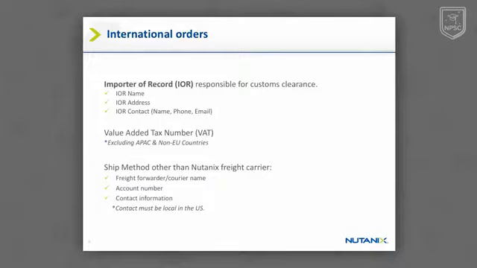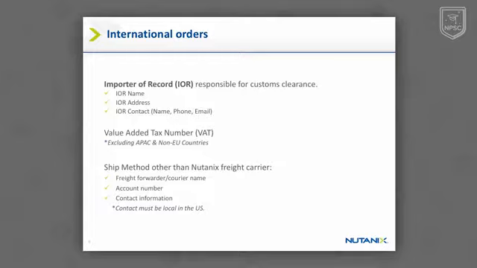For international orders, it's important that the importer of record that is responsible for custom clearance is listed. We need the importer of record's name, address, and a contact. That includes name, phone number, and email address. If this is for a country that has value-added tax, please ensure that we do have your VAT number.